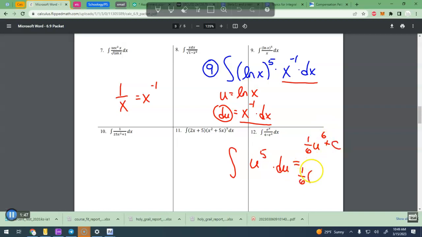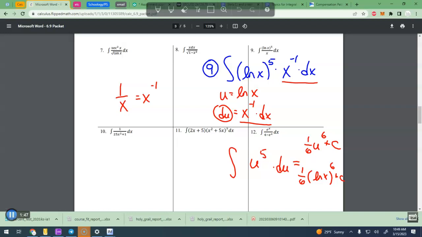C, and then put your ln of x back in there. Remember, you can always check it too. If I gave you this and said take the derivative, you would do 6 times 1, 6, which would cancel. Leave the ln of x, you'd reduce the power by 1, so now it's a 5. And then you'd multiply by the derivative of the inside, which is where the x to the negative 1 comes from.